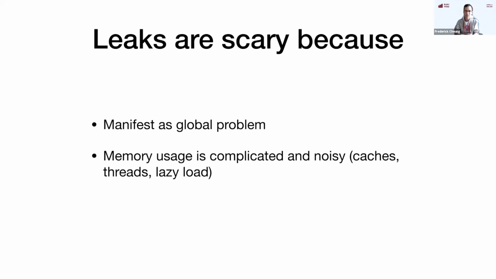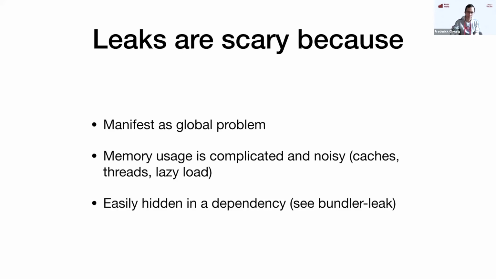Memory usage is complicated and noisy as well. It's not the case that every single request should have a net memory impact of 0, for example. There are caches, there are threads doing stuff in the same process at the same time. It's very common for code to only load the things that it needs the first time it runs. So if you have a big table of data that you need for Unicode conversions, you probably only load that data the first time it's accessed.